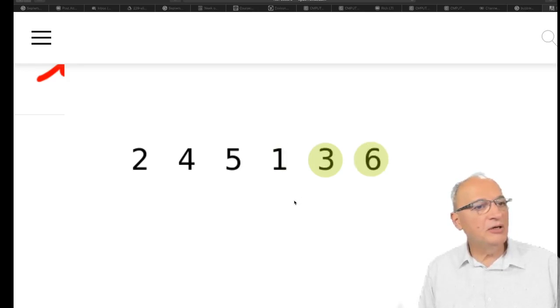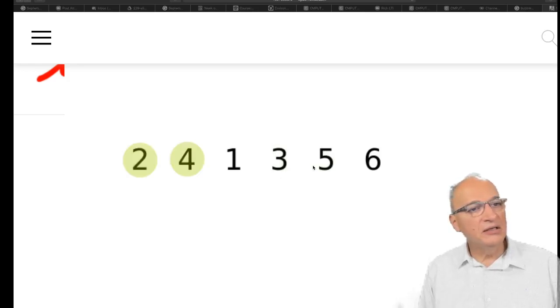For example, right now we're going to start a new pass. 2 is less than 4. 4 is less than 5, so no swaps. 5 is not less than 1, so there is a swap. 5 is not less than 3, so we'll have a swap. And 5 ends at that point, and then we keep doing the swaps.